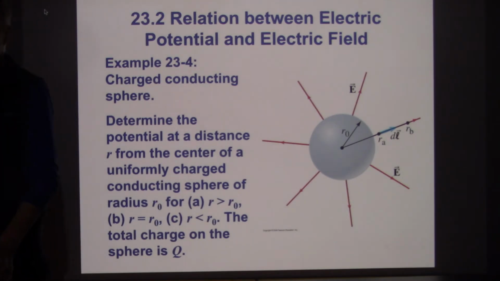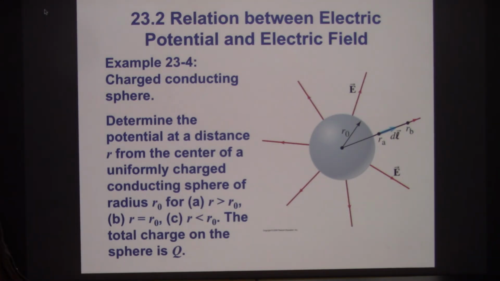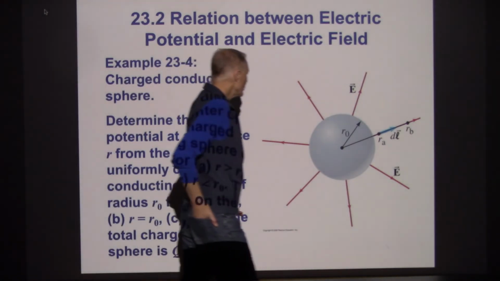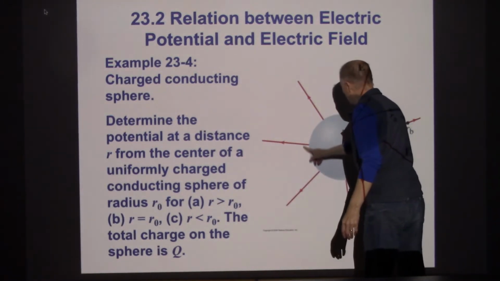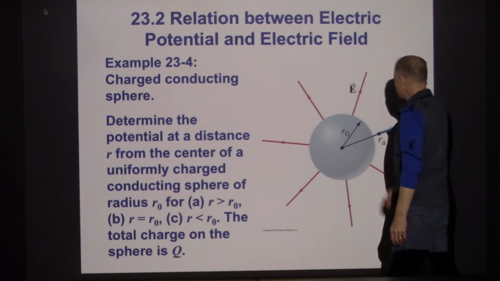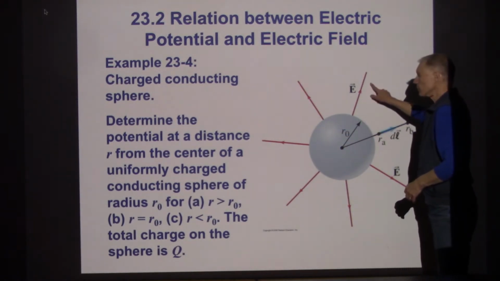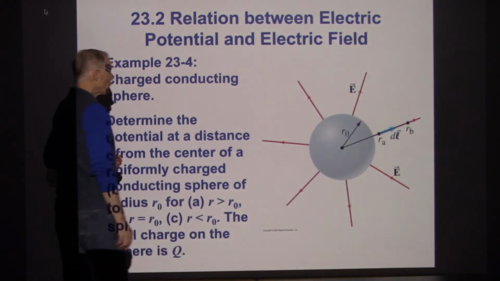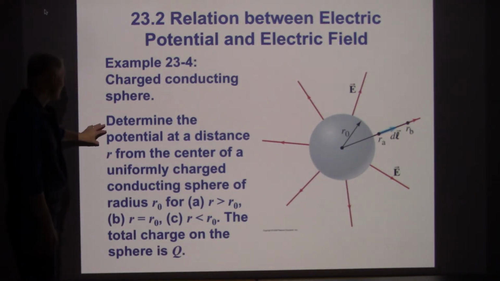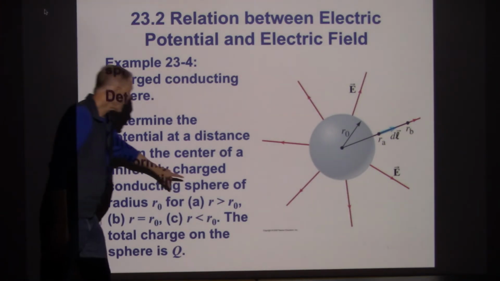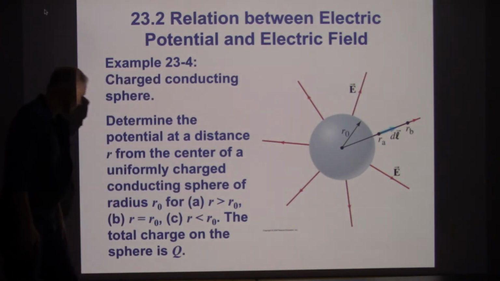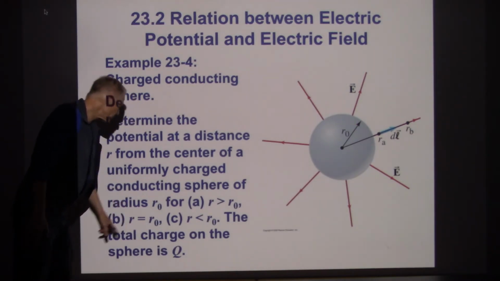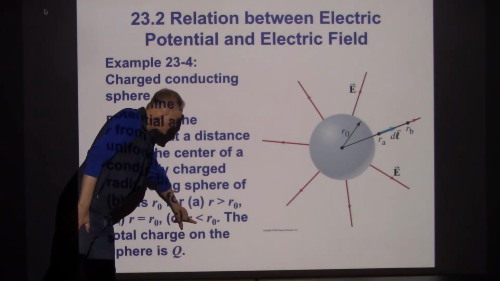Now, quite a few of our examples have been uniform electric fields. What happens if the electric field is not uniform? What if we have a sphere of charge generating an electric field? Well, what we want to do now is calculate the electric potential at regions outside the sphere, right at the surface of the sphere, and then at regions inside.